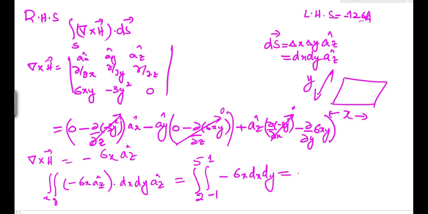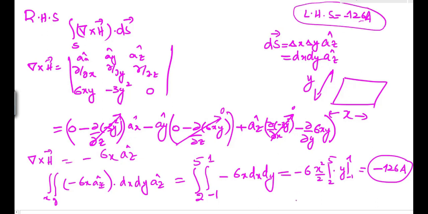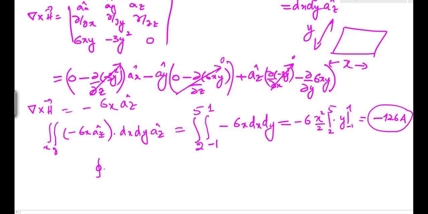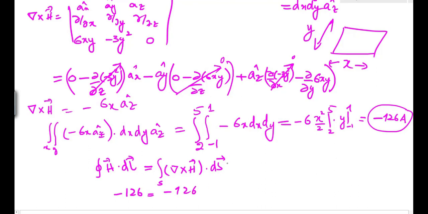So if you solve this, we will obtain minus 6x squared by 2 in the limits 2 to 5, into y in the limits minus 1 to 1, which if you put the values, you will obtain minus 126 amperes, which is exactly the same as we obtained in the case of the left hand side. So this means that the left hand side of Stokes' theorem, the closed line integral of the magnetic field intensity, is equal to the open surface integral of the curl of the magnetic field intensity, and we have seen that both sides give you minus 126. So this is the proof or the validation of Stokes' theorem.